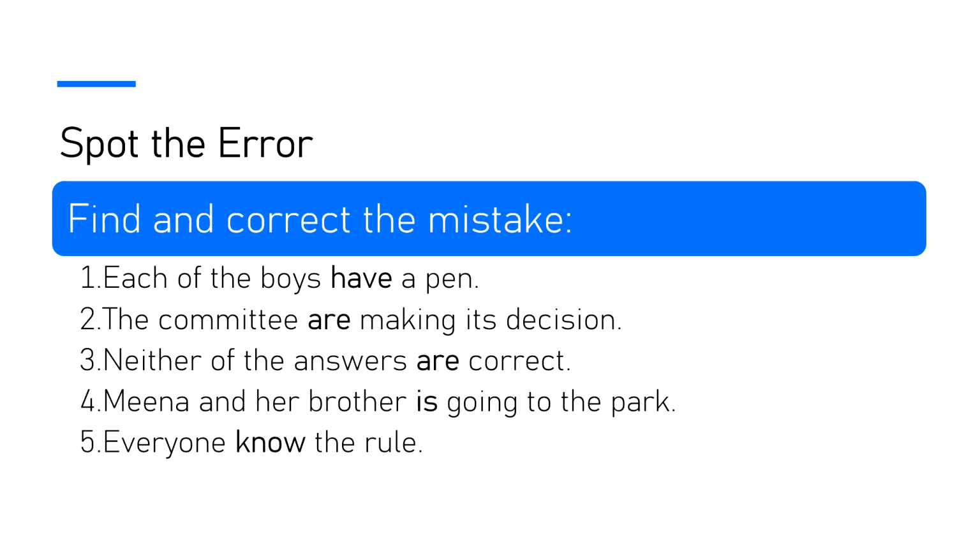The fourth one, Meena and her brother is going to the park. Now we have two subjects joined by and, so the verb must be plural. Meena and her brother are going to the park. Fifth one, everyone know the rule. Everyone again is singular. So the correct answer is everyone knows the rule. So the right answers are has, is, are, knows. Notice how small verb changes make every sentence sound grammatically correct.